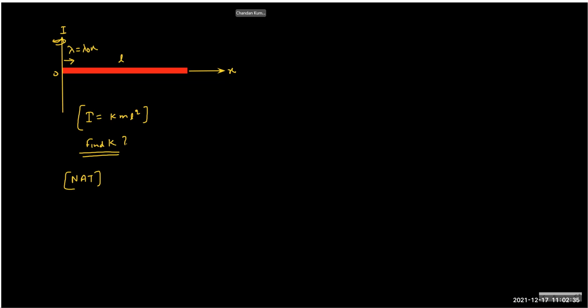This mass of hollow cone varies like this, no? Lambda naught into x. Yeah, correct. That happens for a cone actually. But this is not a cone, so the r is not given, right? There's nothing like r.